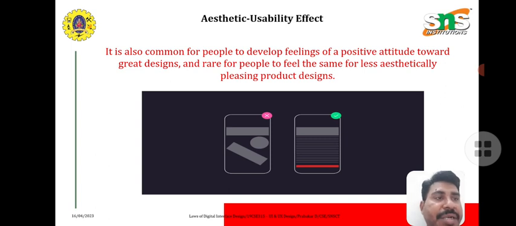Before entering into the laws, the aesthetic usability effect is very important. Nowadays the users are interested in aesthetic interfaces. It is also common for people to develop feelings of a positive attitude towards great design, and rare for people to feel the same for less aesthetically pleasing product design. Okay.